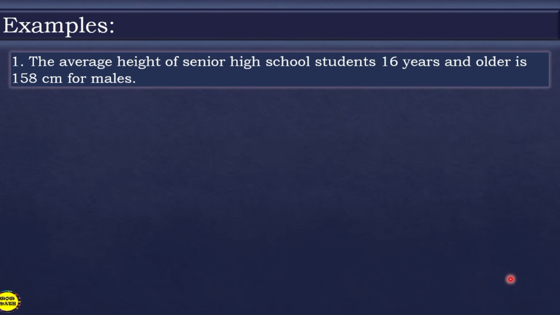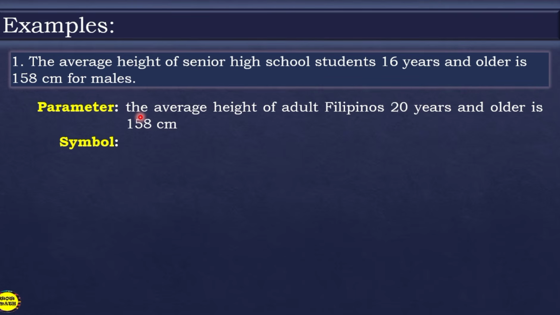Okay, so for number 1, the average height of senior high school students 16 years and older is 158 cm for males. So first, analyze natin ano yung sinabi kanina, anong titingnan natin kapag kukuha tayo ng parameters. Una, look for the mean or average. So ito yun. No? Sa number 1 natin, nakalagay naman the average height. And that is 158 cm. So, ibig sabihin, yung parameter natin is the average height of adult Filipinos. Okay.